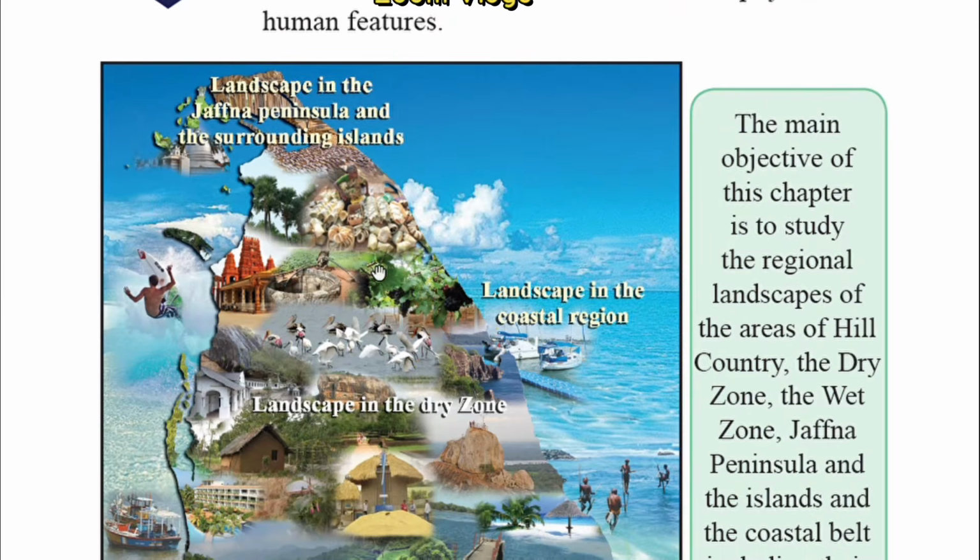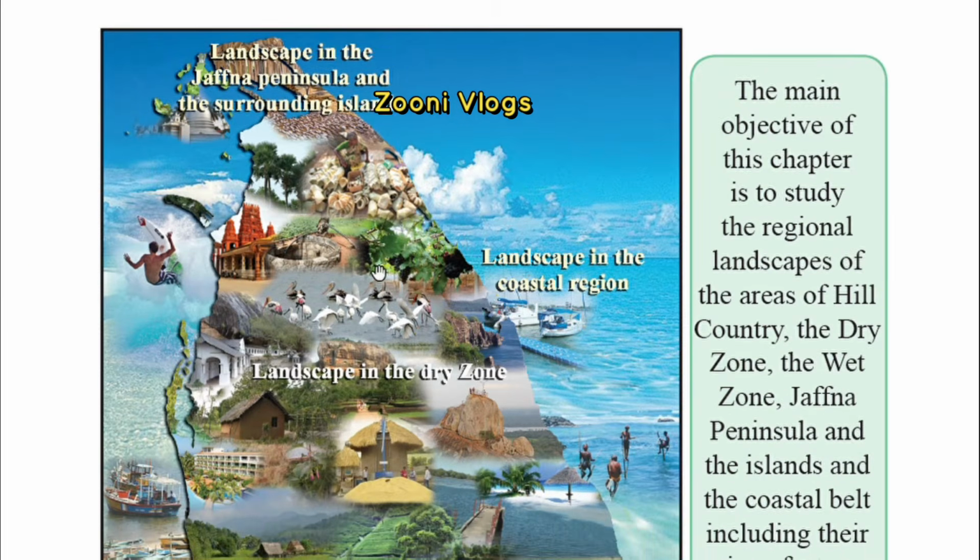Now you can see here there's a map, and we are going to learn many more things from this map also. Now you can see here the landscape in the Jaffna Peninsula and the surrounding islands. Now you know this is the Jaffna Peninsula. And here, the landscape in the coastal region. Now you can see here there's a seaside, and some people are engaging in fisheries and all.